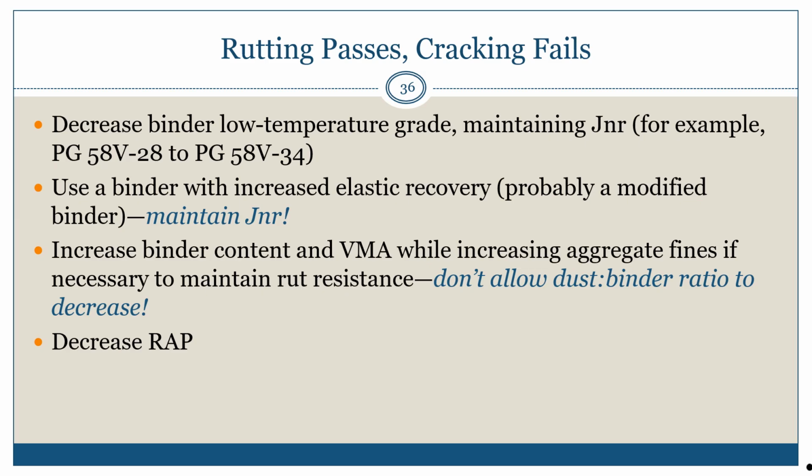Another way we can improve the cracking resistance is to increase the binder content and VMA. However, we need to make sure while we do that we increase the aggregate fines to make sure we keep our rut resistance. A good rule of thumb there is to try to keep your dust to binder ratio the same. Another thing we can do is decrease RAP, but we've got to be careful there because that will also affect your rut resistance. It's going to help you with cracking, but it may decrease your rut resistance.